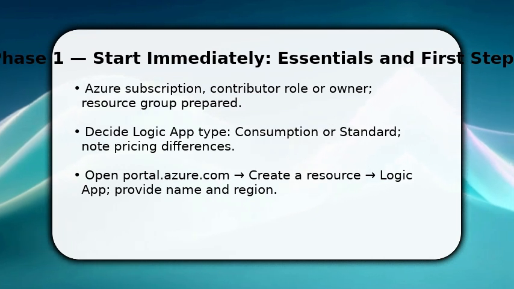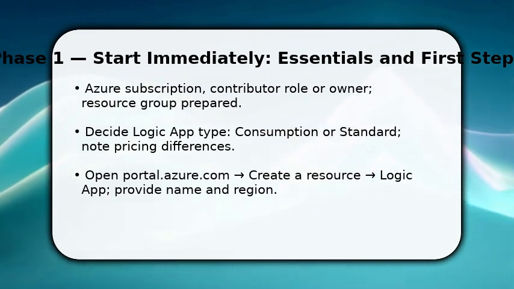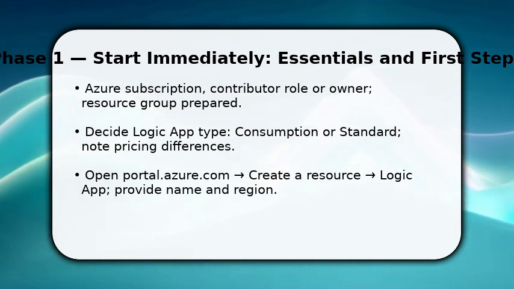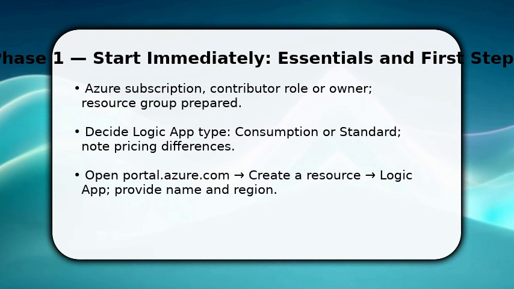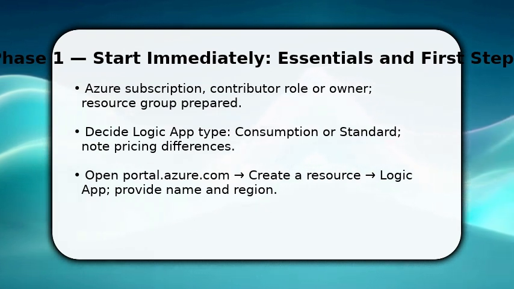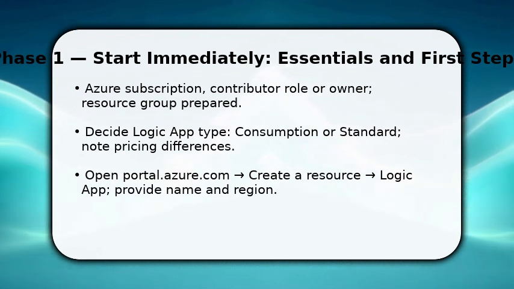Enter a descriptive name, select the target subscription and region, and choose or create a resource group. Make sure you select the correct plan and pricing tier, because that determines runtime behavior and costs. Then click Review Plus, Create to continue.